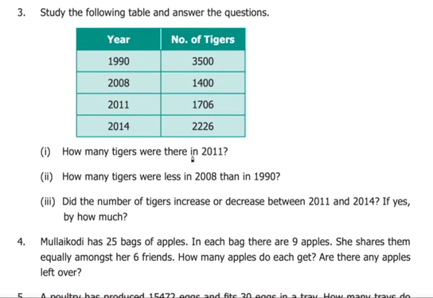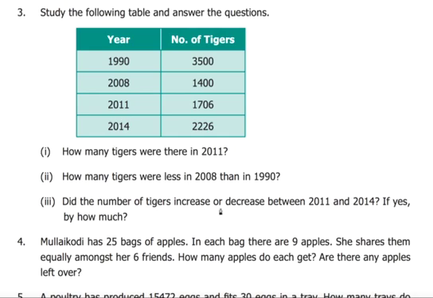How many tigers were there in 2011? 1706. How many tigers were less in 2008 than in 1990? 2008. How many less? 1990 means 3000, 2008 means 2100. What happened to all those tigers? What did you do? Oh no.